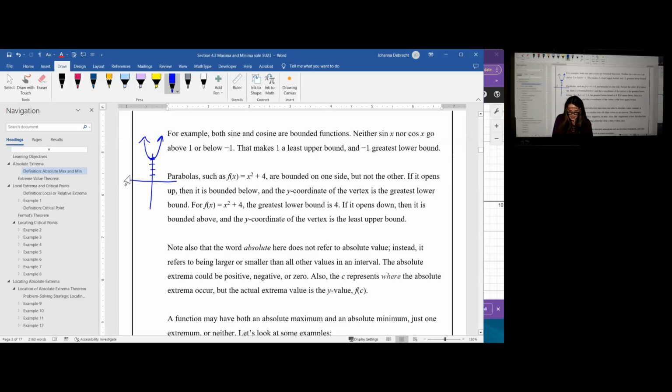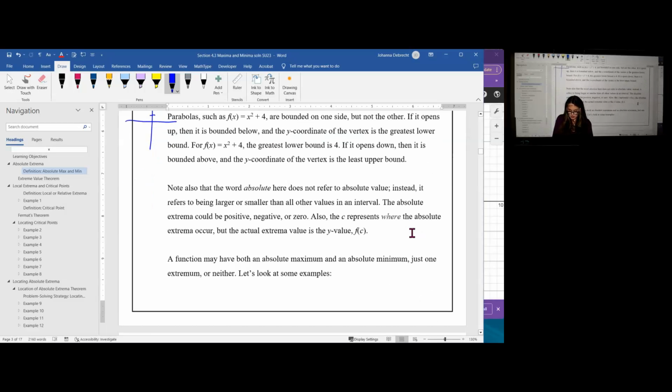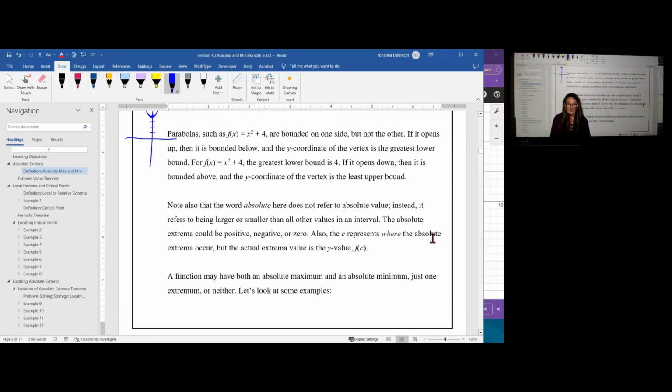A function may have both an absolute maximum and an absolute minimum, just one extremum, or no extremum. When we thought about the graph of x cubed, we saw that it had no absolute maximum and no absolute minimum. The graph of x squared plus 4 has an absolute minimum, but no absolute maximum. The graph of sine and cosine have both an absolute maximum and an absolute minimum.